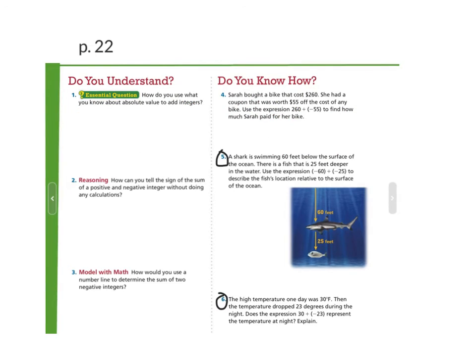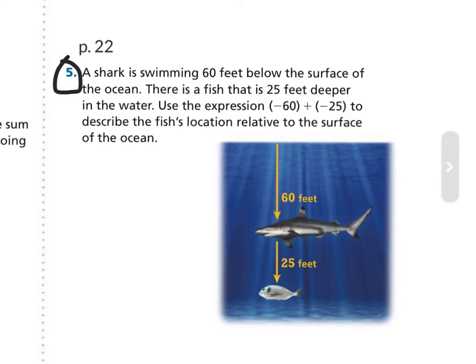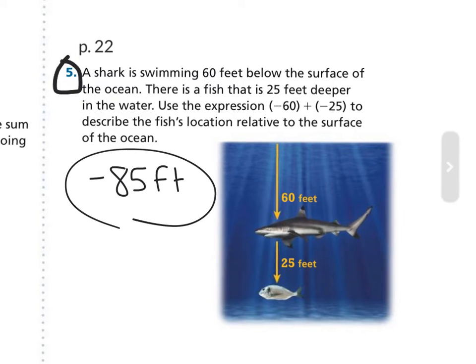So on page 22, if we look at the do you know how, number 5, a shark swimming 60 feet below the surface of the ocean. There's a fish that is 25 feet deeper in the water. Use the expression -60 plus -25 to describe the fish's location relative to the surface of the ocean. So those are both negatives, and so they're working together. -60 plus -25 then would be -85. So -85 feet, or in other words, 85 feet below the surface of the ocean.